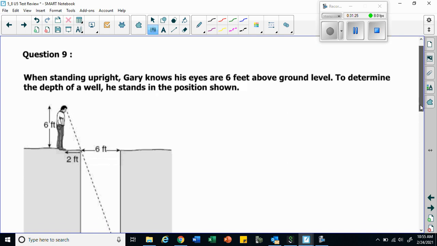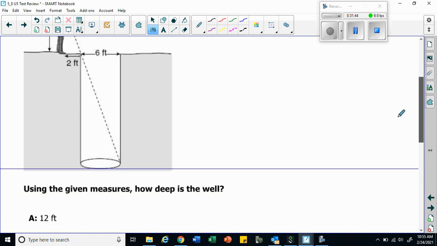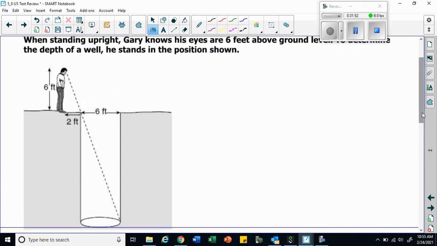All right, let's go on to number 9. So for number 9, it says, when standing upright, Gary knows his eyes are 6 feet above the ground level. To determine the depth of the well, he stands in the position shown. It says, using the given measures, how deep is this well? Right? So they want to know how deep it is.